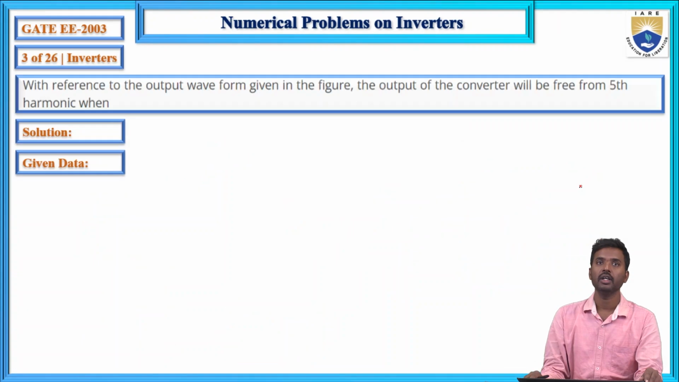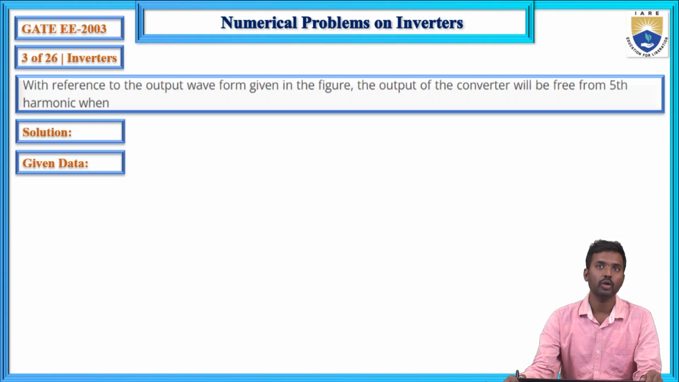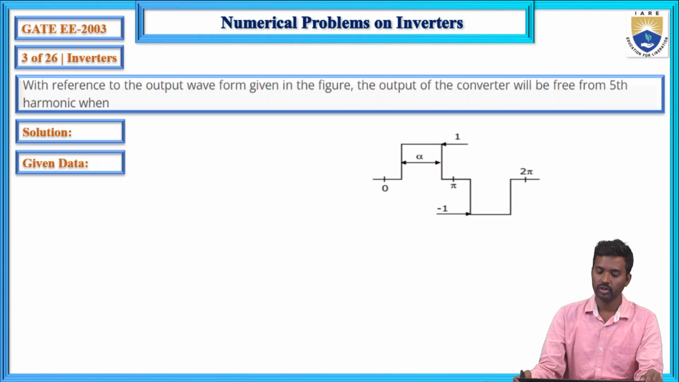Next, the third question. With reference to the output waveform in the given figure, this is the figure. For what value will the converter output voltage be free from the fifth harmonic?